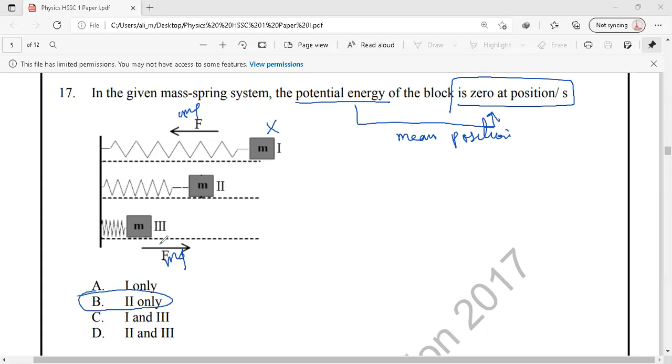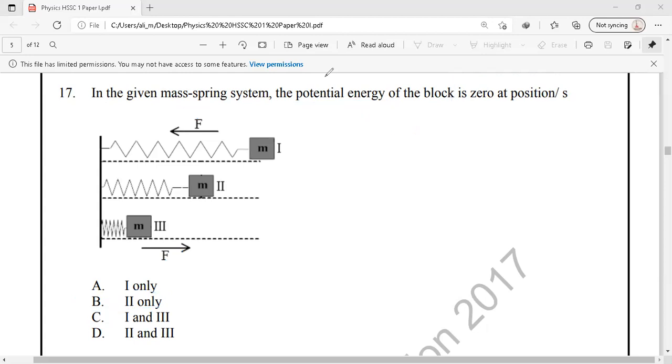Now let's come to our next question, that should be our question number 18.